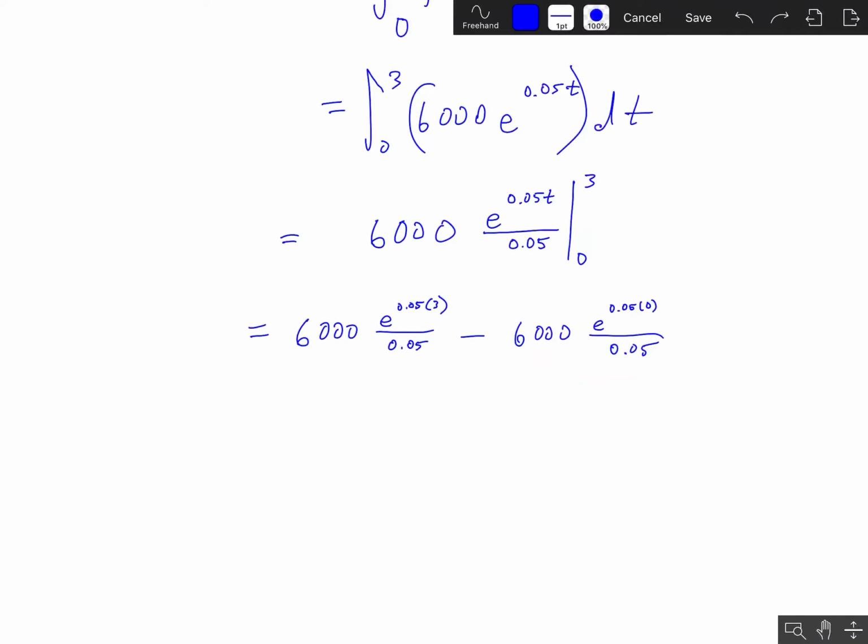So if you plug this into a calculator, what we end up getting is $19,420. So that's the total amount of income that they would get from that particular machine.